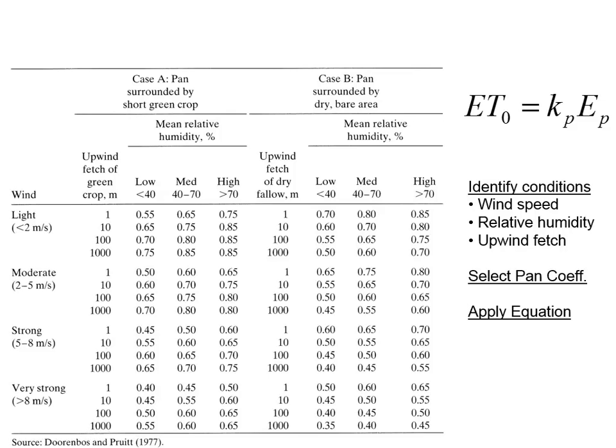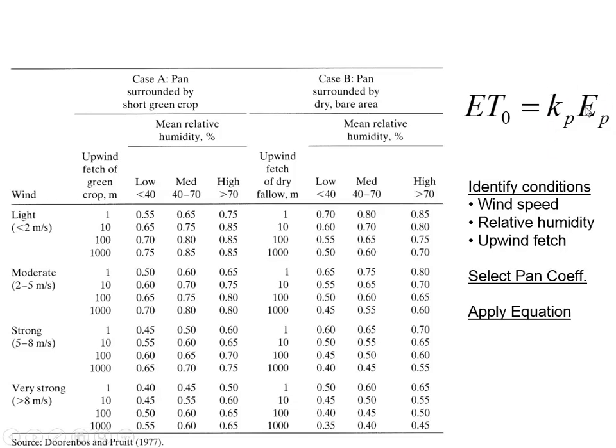When one knows what's happening to a pan, to the evaporation in a pan, then there are reference tables that would relate the performance of a pan to a certain crop. And this is just showing you that if you have a pan that's surrounded by a green crop, then what percent humidity is going to allow you to relate the pan's performance to the crop performance. And so these values here are K sub P values.